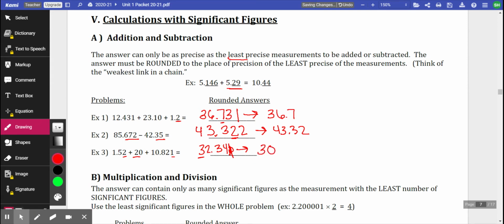Okay. So for adding and subtracting, you have to look at all the numbers you're adding or subtracting, and then look to see where the place value of least precision is, and your answer will be rounded to that value.